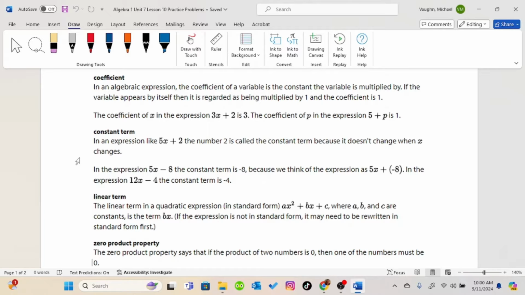If you have any questions about any of these vocabulary terms, please use class time to ask for further clarification before we move on to the practice problems.